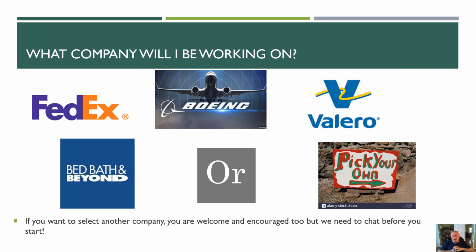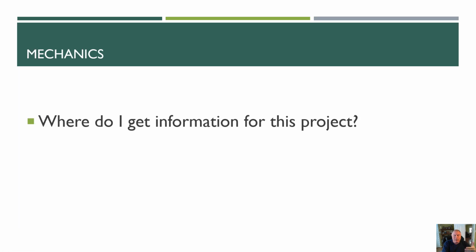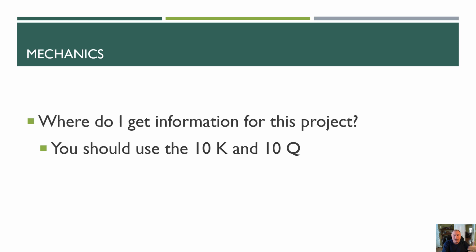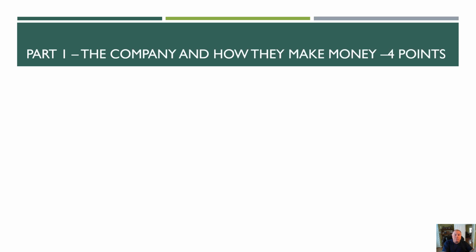Each one of these companies has a lot of information available online in their 10K, their 10Q, investor slide decks, and other sources that you should be able to get a lot of information on these companies. What are the mechanics? Where do you get information? I just said the 10K, 10Q, investor presentation. Some companies have infographics.